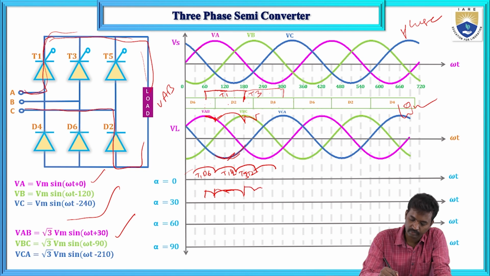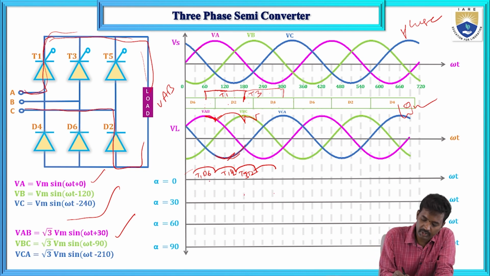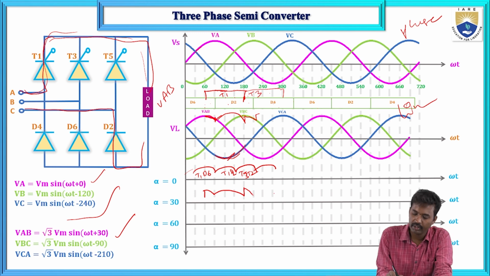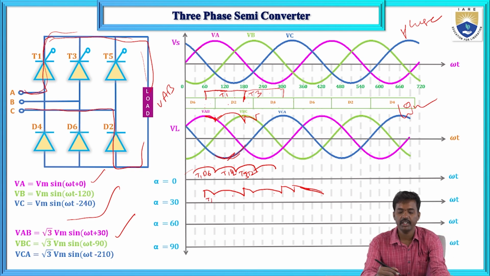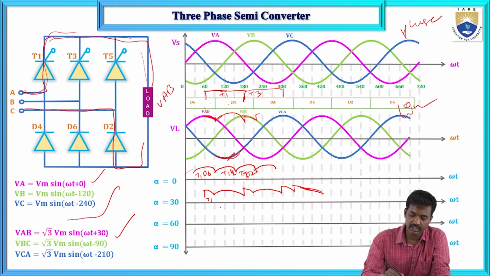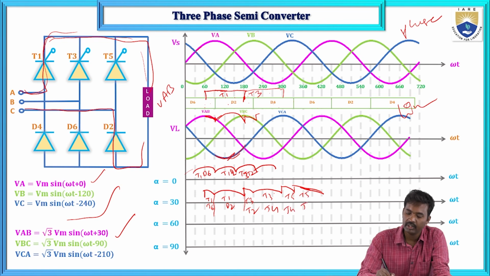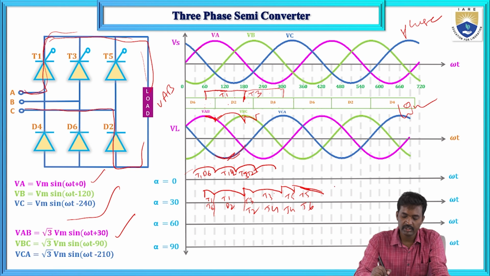So here it will come like this. So I am drawing. Here the diagram should be like this, and next here the diagram should be like this. Next again the diagram should be, so T1 D6 will conduct, T1 D2 will conduct like this only. T1 D6 will conduct and T1 D2 will conduct during this period, and next T3 and D2 will conduct. So T3 and D4 will conduct. Next T5 and D4 will conduct, T5 and D6 will conduct. Like this, these SCRs will conduct.